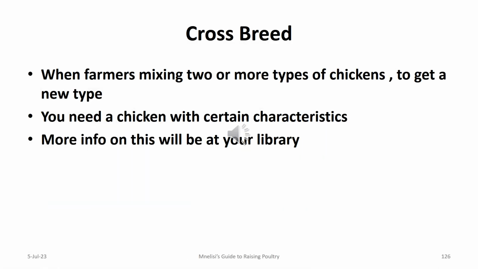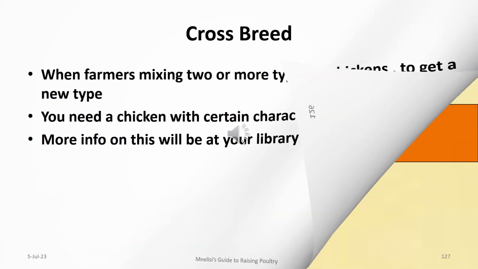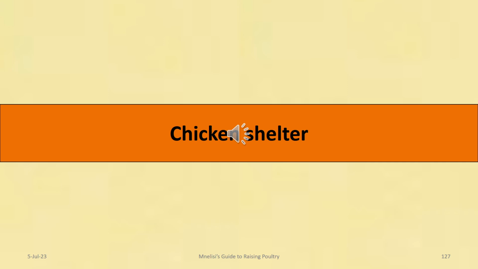Crossbreeding. This is where you develop a new chicken breed by mixing two or more chickens. This requires a lot of paperwork and time. You might do this if you need a breed that is not yet recognized, or you want to modify an existing chicken breed. For more information on this, you can grab some books at your nearest library. In the next chapter, we'll be looking at the chicken shelter.